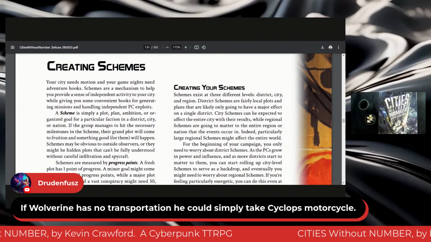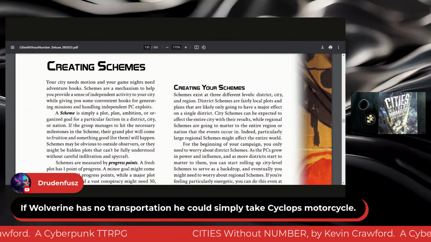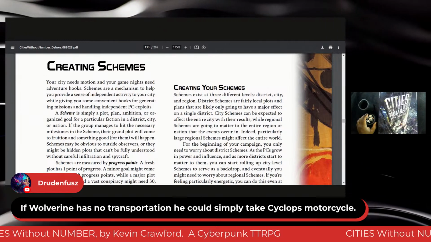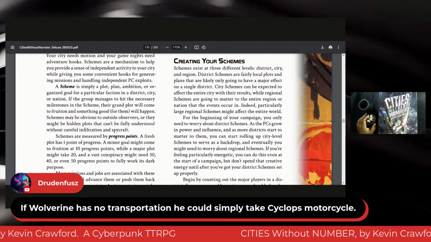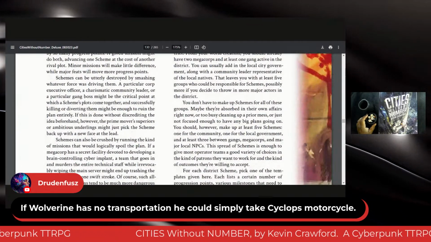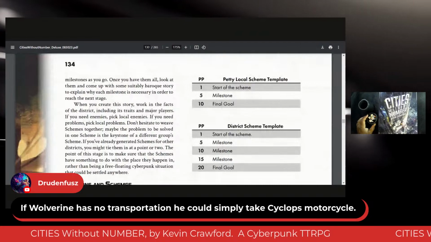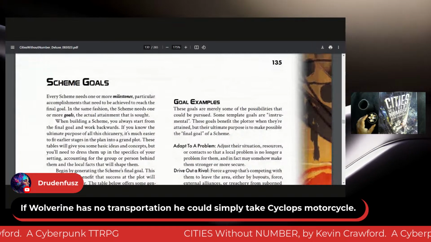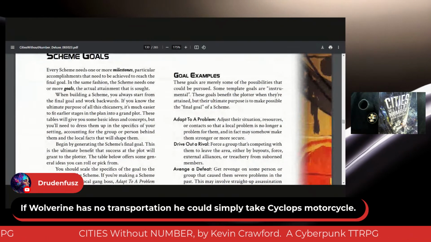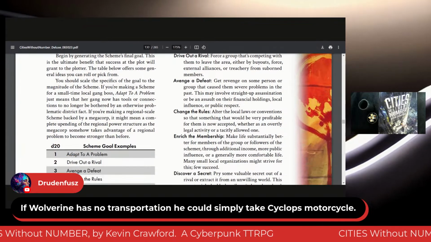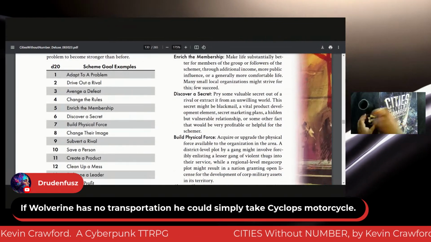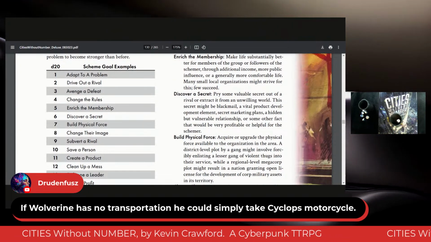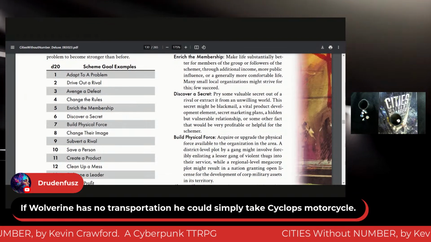And I think sometimes we as world builders make static worlds, and Cyberpunk Cities Without Number, as suggested, is basically have things keep changing and plots happening and throw the players into those plots. So we've got milestones and things like that, but we've got to get into our random tables. So scheme goals, and there's some examples, but of course we have to have a D20 table. And what does our D20 tell us? God darn it. It tells us 11, create a product.